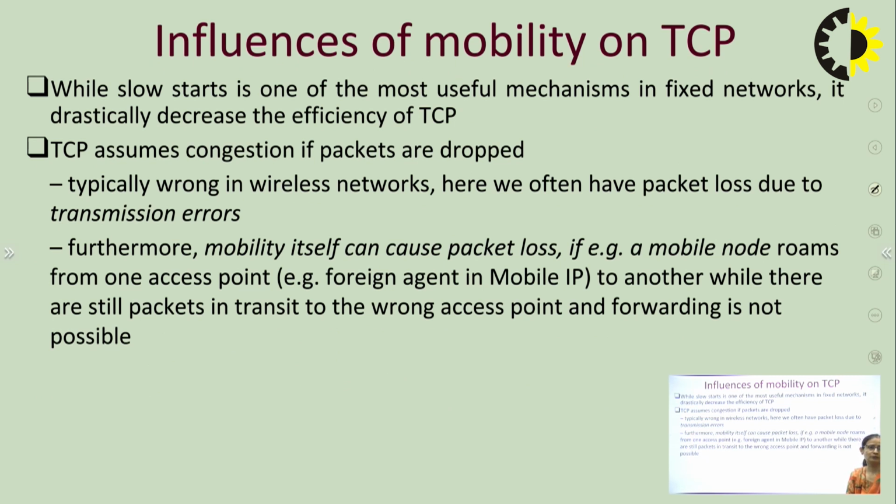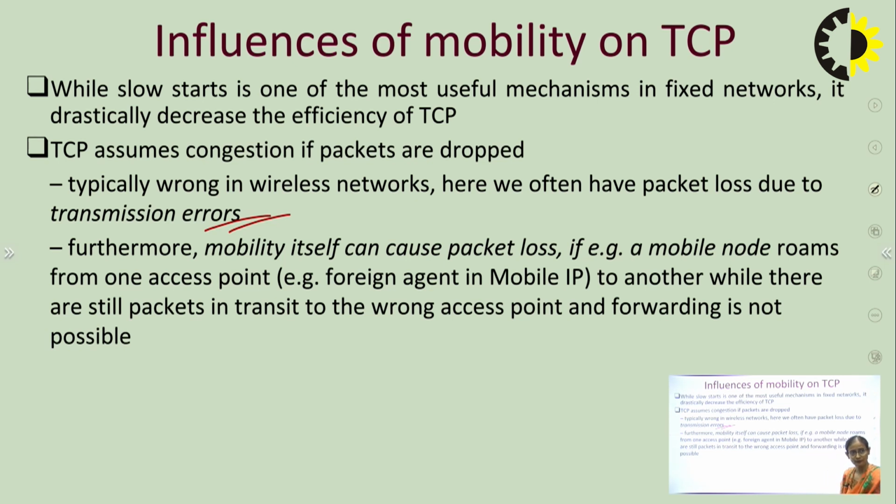Now, what are the influences of mobility on TCP? While slow start is one of the most useful mechanisms in fixed networks, it won't work with the same efficiency in the wireless environment. TCP assumes congestion if packets are dropped. Typically, this assumption won't work in the wireless network. Here we often have packet loss due to various transmission errors. Furthermore, mobility itself can cause packet loss. For example, when a mobile node is roaming, it changes its access point from one foreign agent to another foreign agent. Then in this case, what is happening?